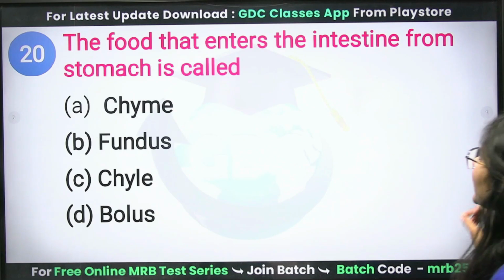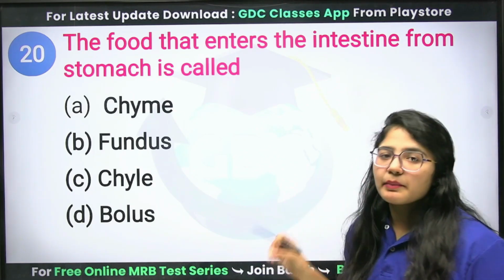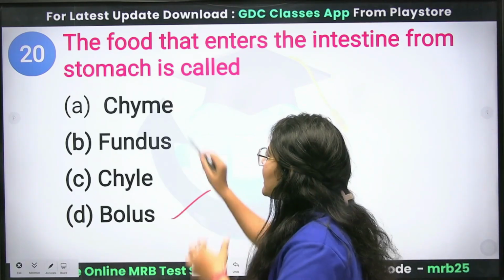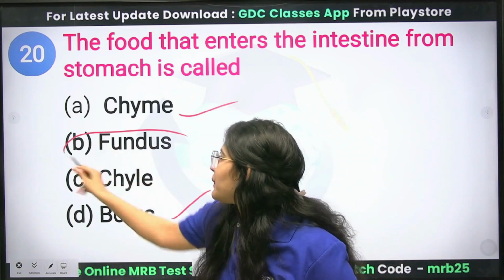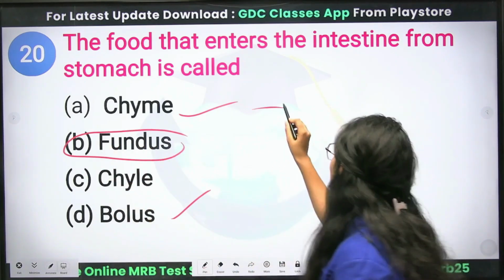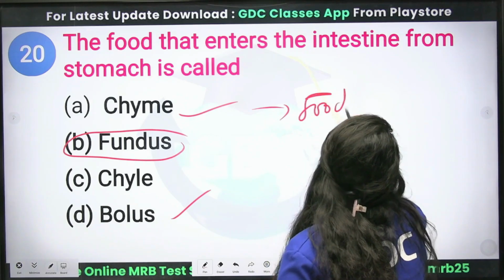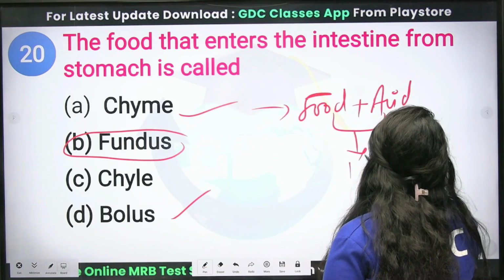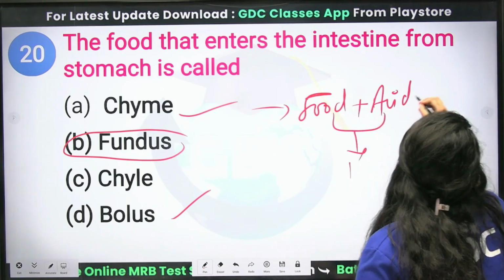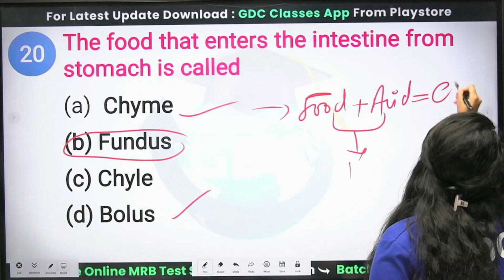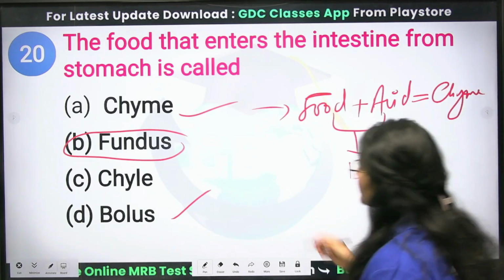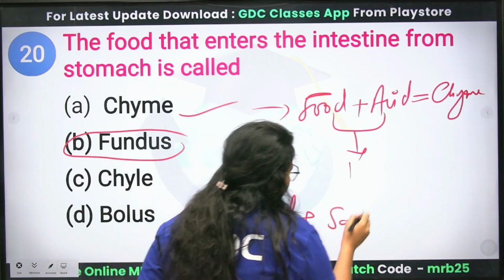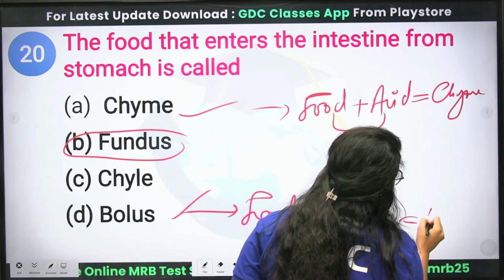The food that enters the intestine from the stomach is called... Okay, there are two types of things. One is your bolus and another is your chyme. Fundus is the upper part of your stomach. This chyme is the food plus acid, which we also know as bolus. Okay, food plus acid is equal to your chyme. Clear? Next we have bolus. This is food plus saliva. This is known as your bolus.